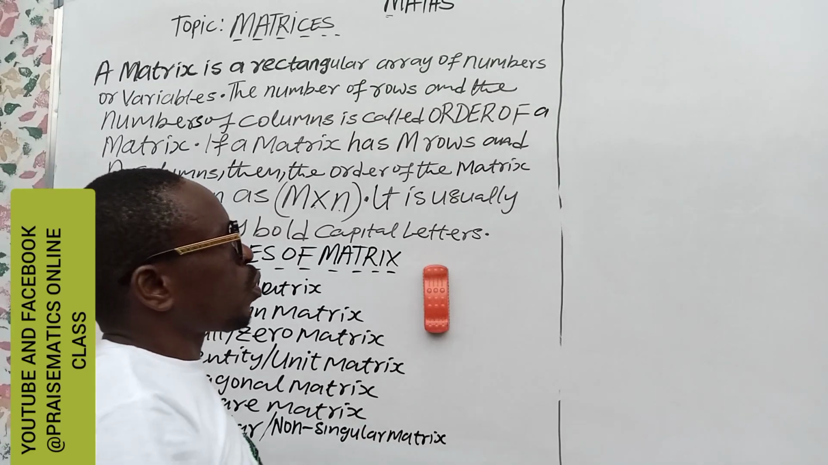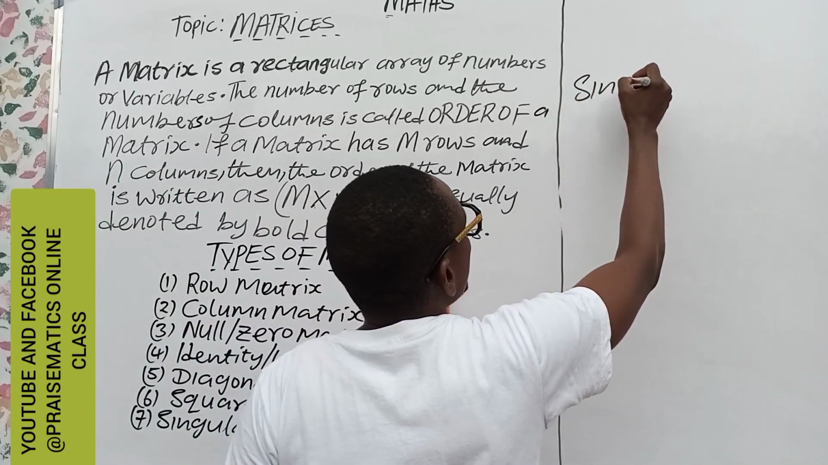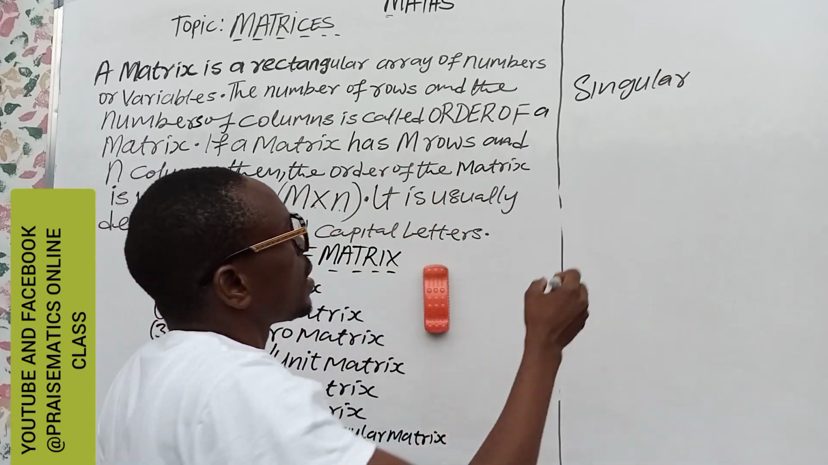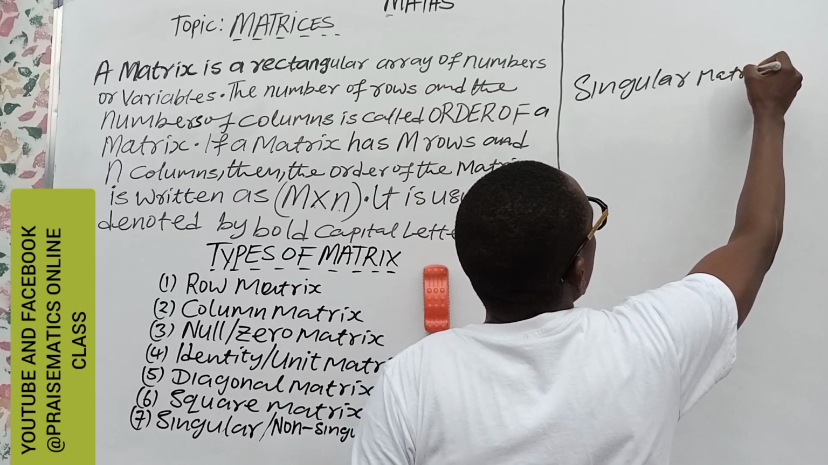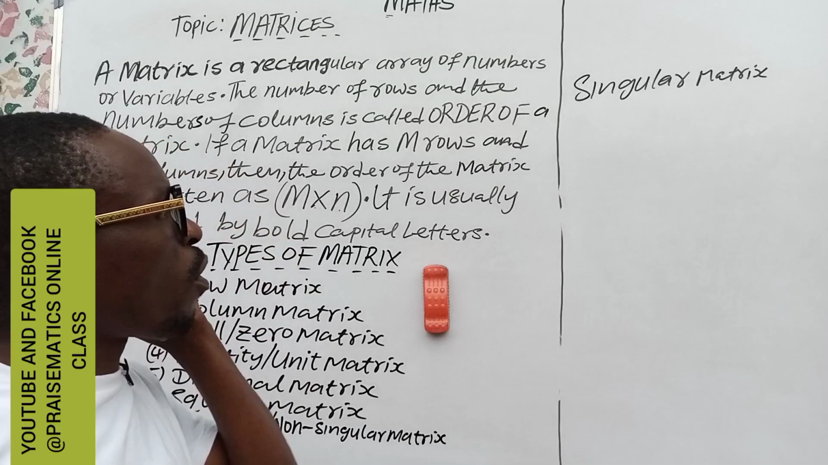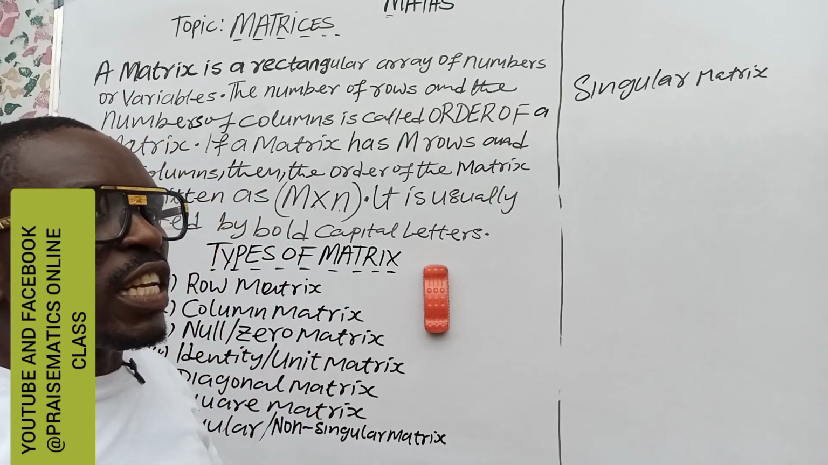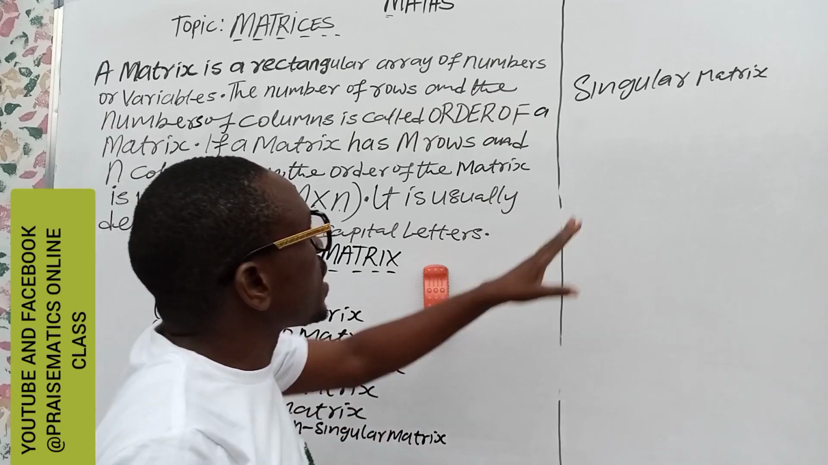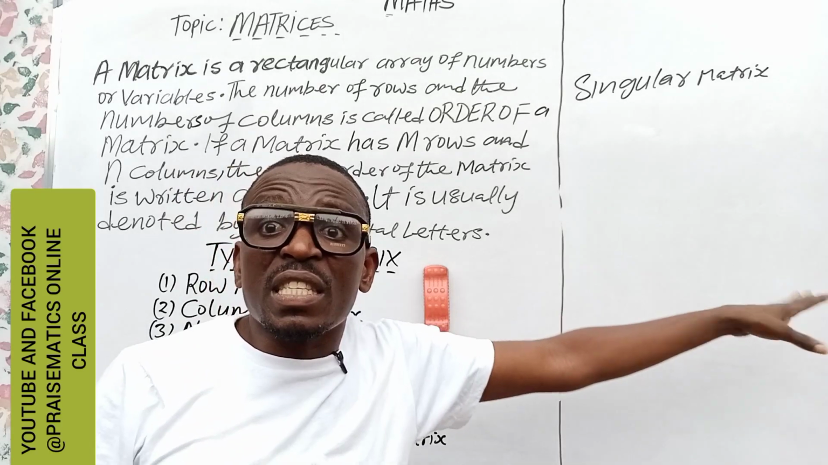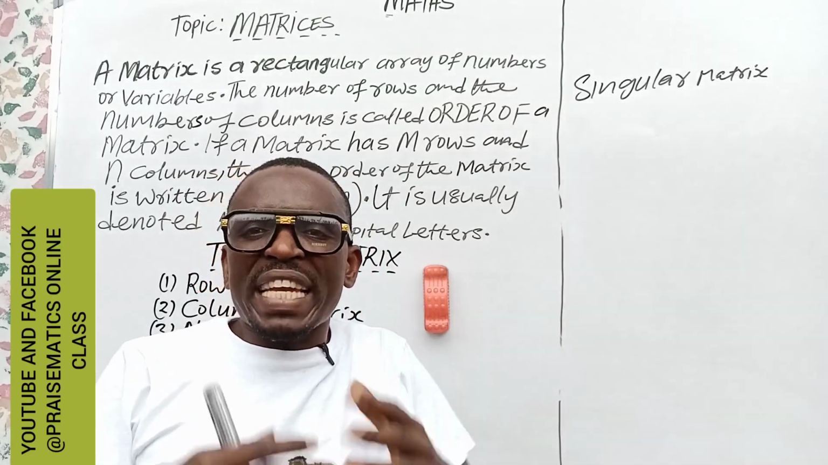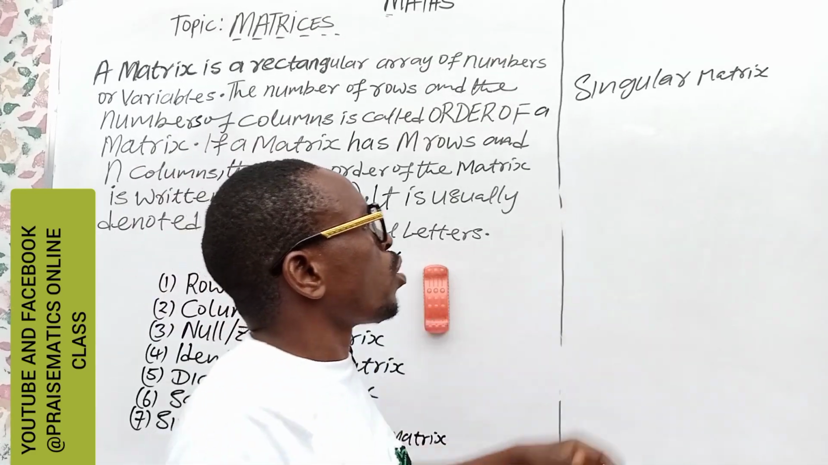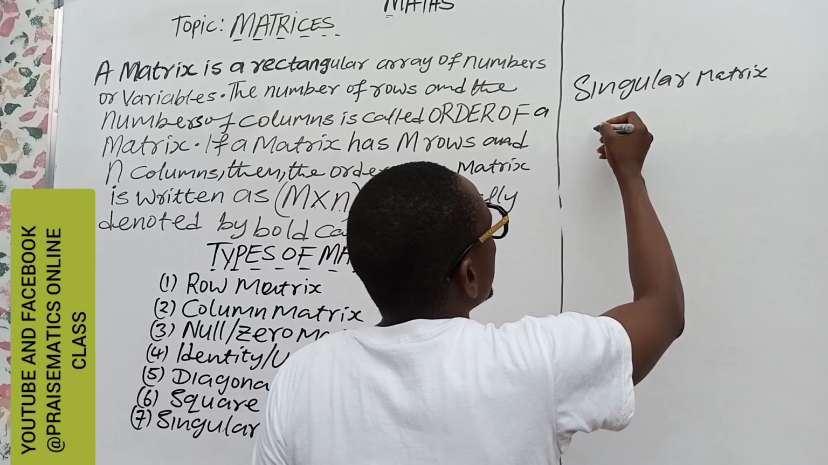Finally, we are going to look at what we call singular matrices. Singular matrices. A singular matrix is a type of matrix in which the determinant of the matrix is equal to 0. So whenever you find the determinant of a matrix and the determinant is equal to 0, we call it a singular matrix.